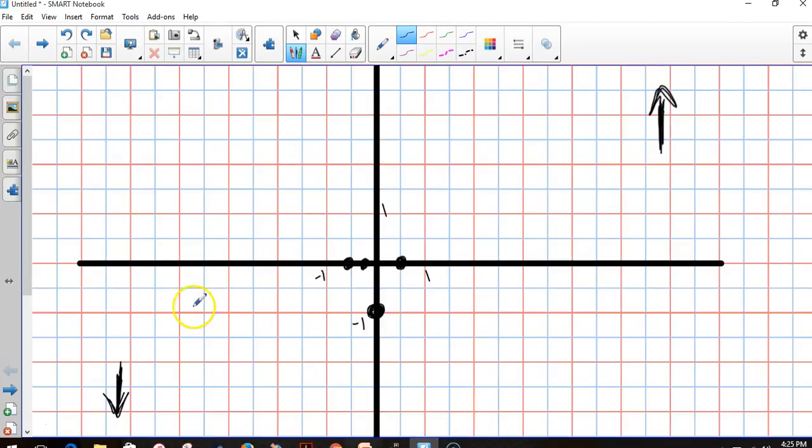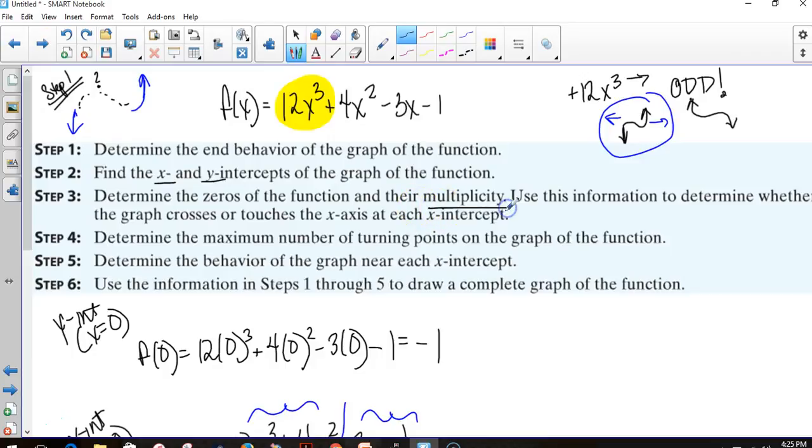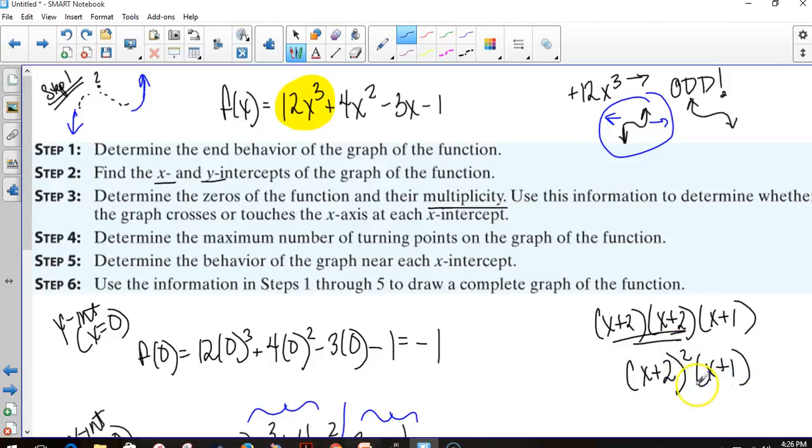Now, when you're talking about intercepts, you also have to talk about how it intercepts. And that has to do with the multiplicities. If something has an even multiplicity, that linear factor happens an even number of times. An example of that would be x plus 2 times x plus 2 times x plus 1, right? So this happens twice. And so I can use the shorthand of a square to put that together and save myself some ink, right? So this would be an even multiplicity.